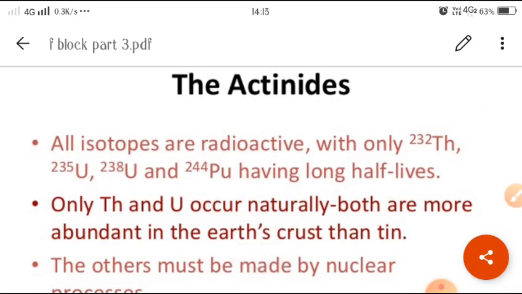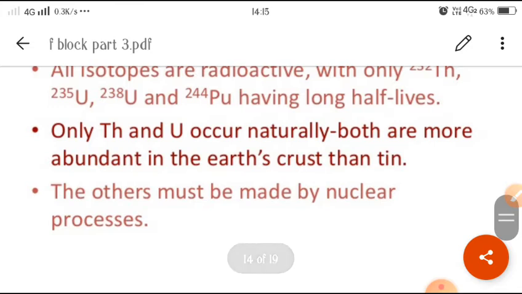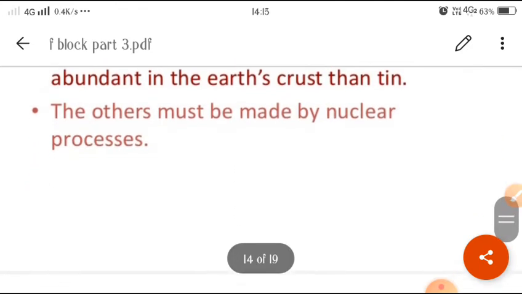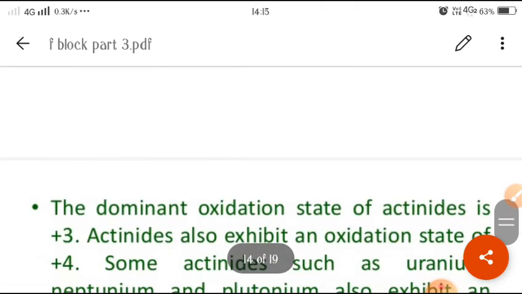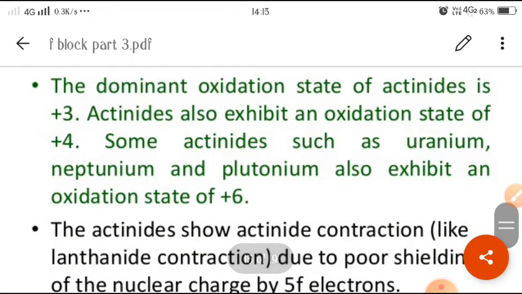Now we will discuss actinides. Here the radioactive elements are there in more amount. All isotopes are radioactive with only thorium, uranium 235, 238 and plutonium having long life. The thorium and uranium are naturally occurring and are more abundant in Earth's crust. The others are made by nuclear process. These elements in 5f orbitals जहाँ fill हो रहे हैं यानी कि actinoids में, these are called transuranic elements because they are artificial elements.